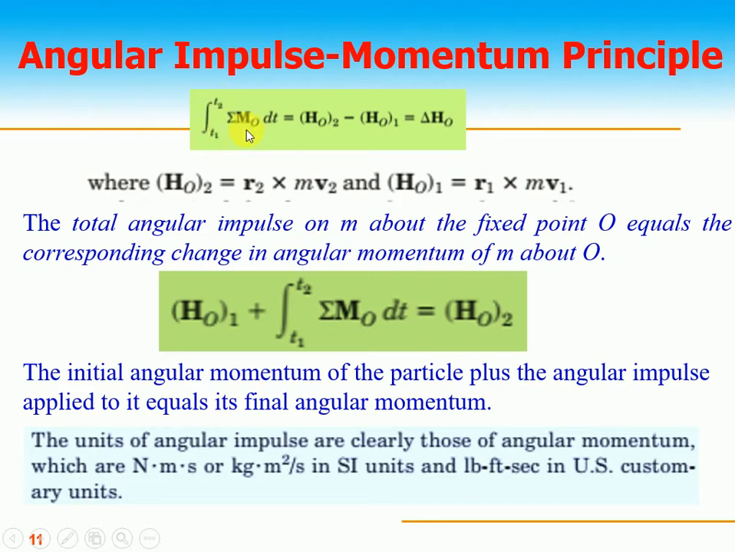From t1 to t2, the summation of M naught dt, where the moment is applied for a small period of time, if we integrate, is equal to the change in angular momentum. Just like in the case of linear momentum, where the change in linear momentum is called linear impulse, similarly here the angular impulse is the change in angular momentum.